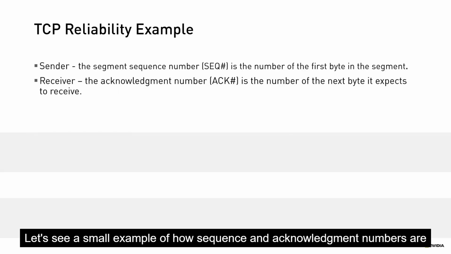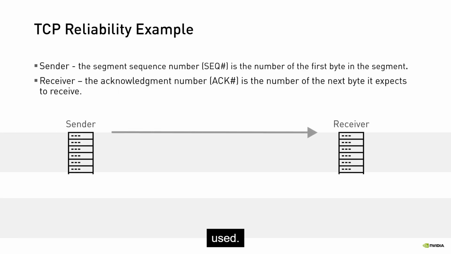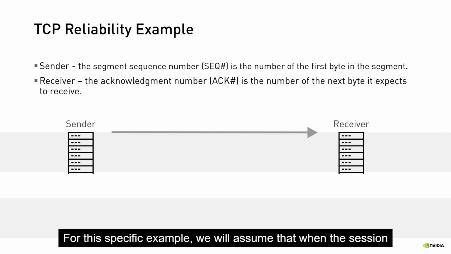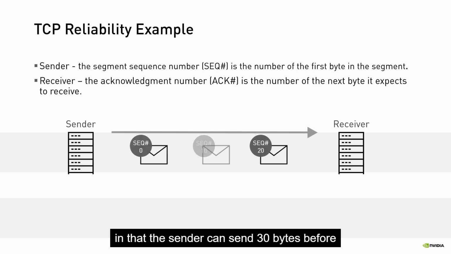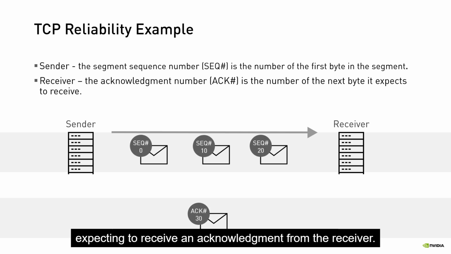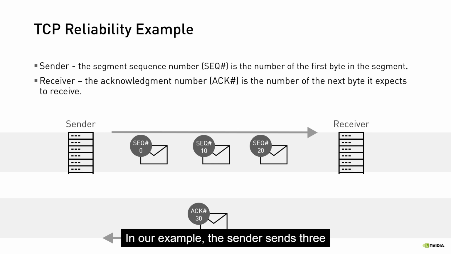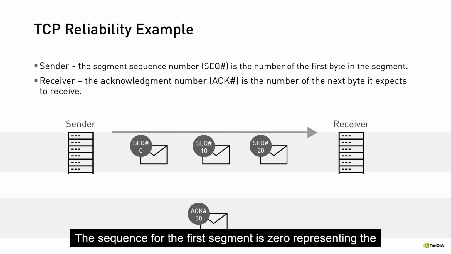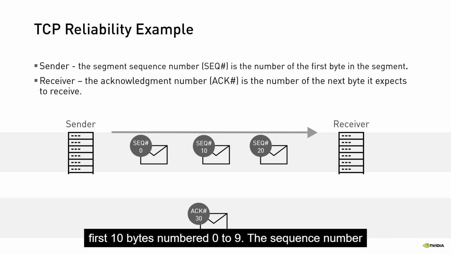Let's see a small example of how sequence and acknowledgement numbers are used. For this specific example, we will assume that when the session was established, it was agreed that the segment size is 10 bytes, and that the sender can send 30 bytes before expecting to receive an acknowledgement from the receiver. In our example, the sender sends 3 segments of 10 bytes each. The sequence for the first segment is 0, representing the first 10 bytes numbered 0 to 9.